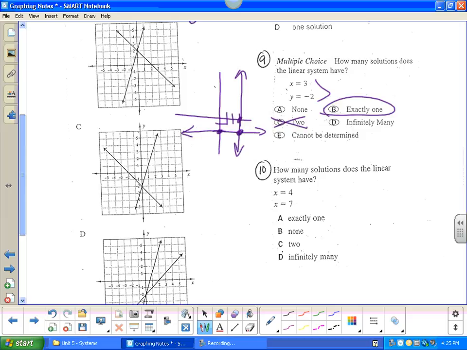How many solutions does the linear system have? These two are both vertical lines. So if they're both vertical, then they're parallel, so they have no solution. They don't ever cross each other.